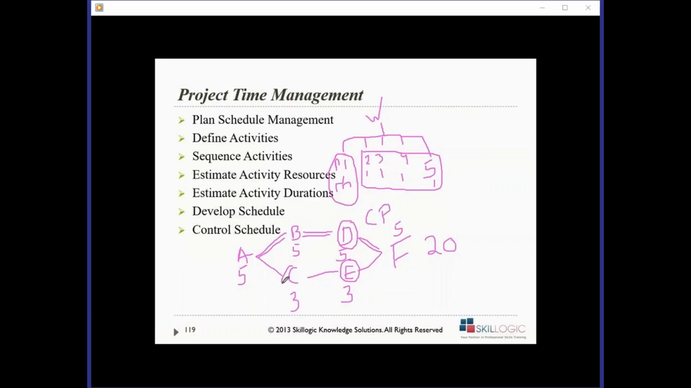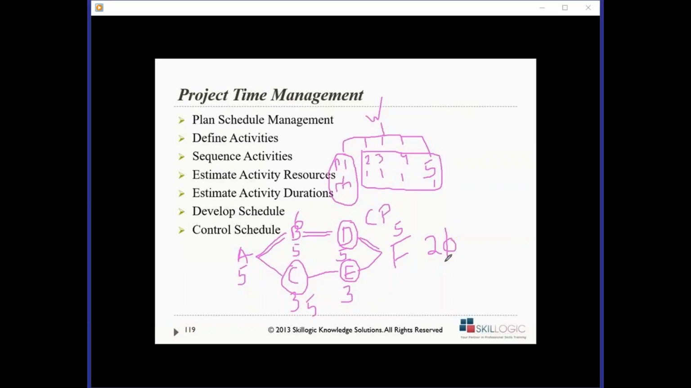Imagine in this one, if instead of 3 days you're able to do the activity in 5 days, 5 plus 3 is 8, here 5 plus 5 is 10. You're still going to be able to complete activity E before activity D is completed. Here you can delay the activity. C and E can be delayed, but you cannot delay activity B or D. Even if you delay the activity by 1 day, let's say instead of 5, if activity B takes 6 days, my project duration instead of 20 will become 21, which is not correct, right?